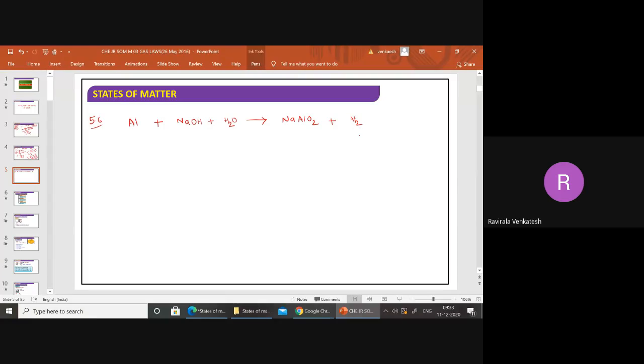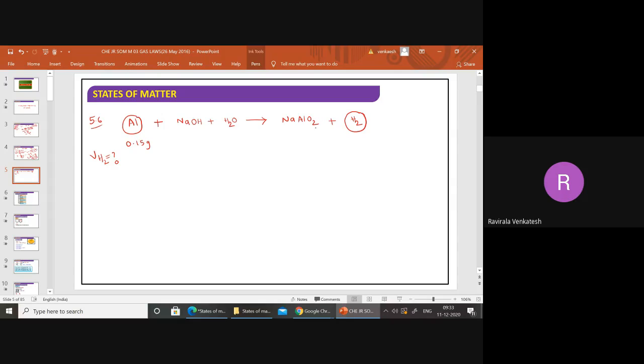Now they are asking how much hydrogen will be released in this case. They are asking the volume of the hydrogen. If I take 0.15 grams of aluminium, how much hydrogen gas will be released? Understood? First of all, we'll take STP conditions. Later, we will convert into what?